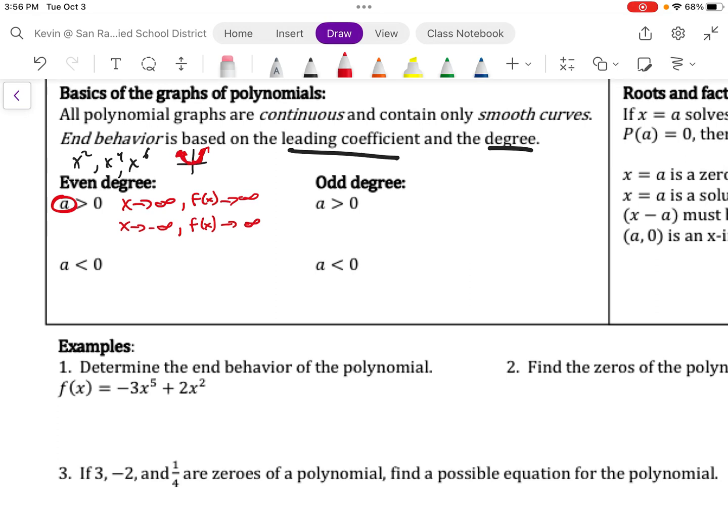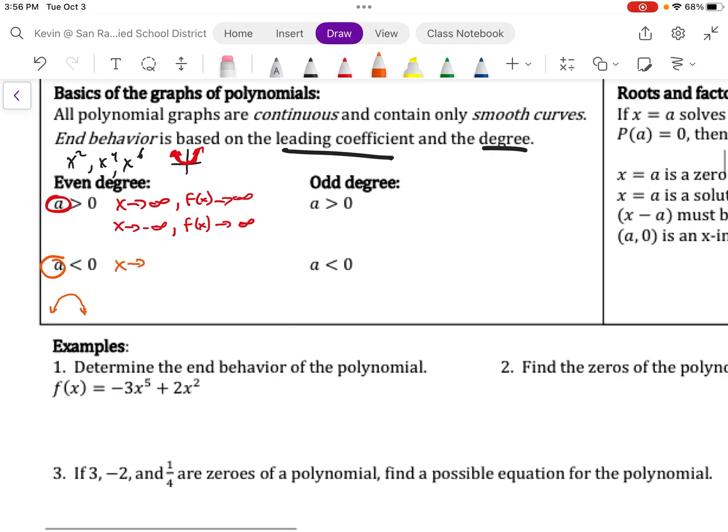So again, that's our parabola going up, in the positive direction, whether x is going positive or negative. Now, if a is negative, that's when we have our parabola facing down. In that case, as x goes towards infinity, our f of x, our y values, are heading towards negative infinity. They're getting smaller. And as x heads towards negative infinity, f of x is also heading towards negative infinity.